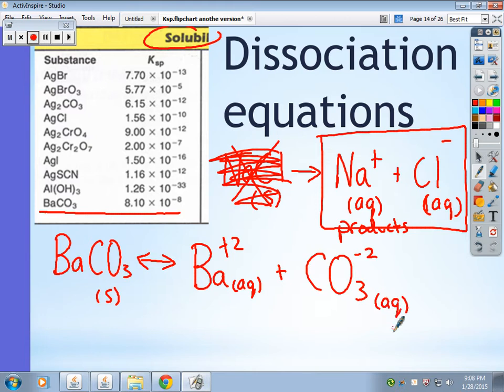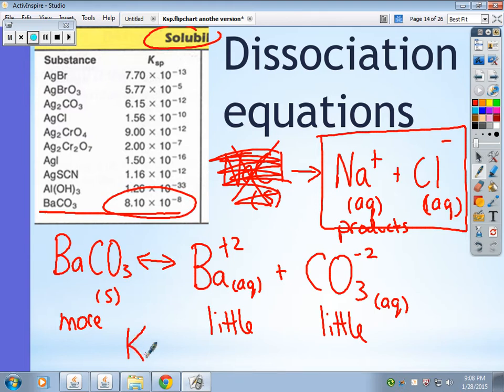Now, what do I have more of? I have way more of this, and I have very little of both of these. And how do I know that? Well, it's on the Ksp chart, and this is my equilibrium constant value. And that K, if you recall, is less than 1, which means I have way more reactants than I do products, which means this is a really bad dissolver, because I have more of this stuff and very few of these.